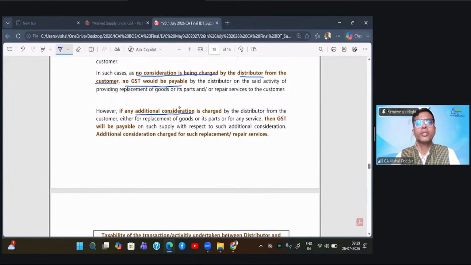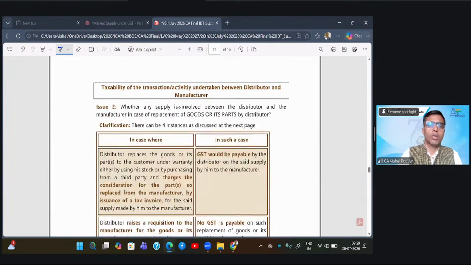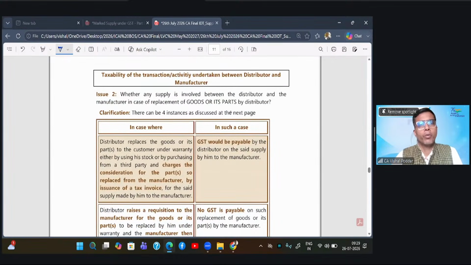However, if any additional consideration is charged, so let us say besides warranty, if you want some additional thing to be done, obviously I'll charge you additional. So wherever any additional consideration is charged, GST would be payable, but only on the additional consideration and not the total amount. Now, taxability of transaction activity undertaken between distributor and manufacturer. Now, above two cases were manufacturer to customer or distributor to customer. In both cases, the answer is same. There is no GST on the free replacement done or the free servicing done. Now comes the second part.